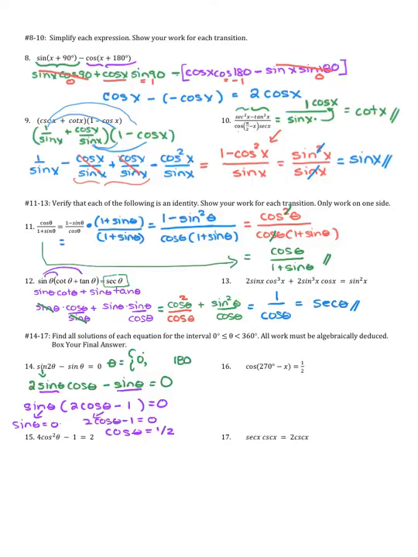I'm leaving space because I'm already looking at my solutions. Cosine theta equals 1/2. When you look at your unit circle, that'll be in the first and the fourth quadrant. That happens at 60 degrees and at 300 degrees. And those would be your solution.